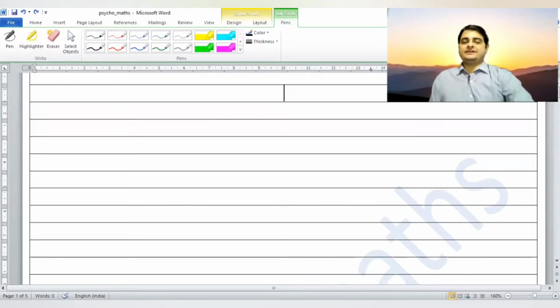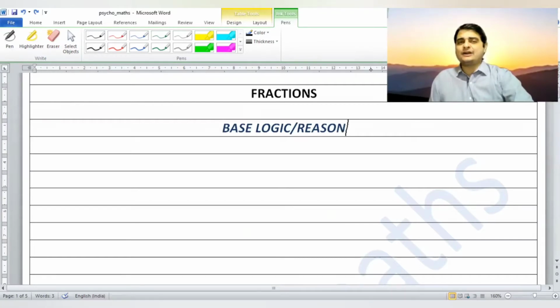Our topic for the day is fractions. Yes, it is fractions. But to start with, we need to understand the base logic or the reason behind the fractions. And yes, when we are learning the basic logics, the reasonings behind the fractions, we need to take the example which is easy and quickly understandable by all.